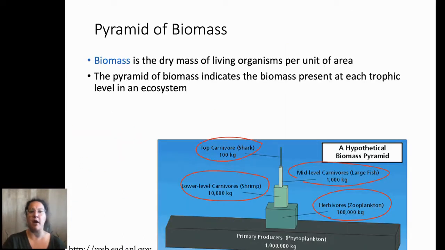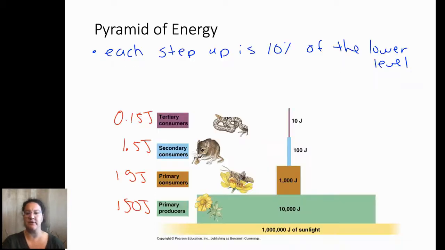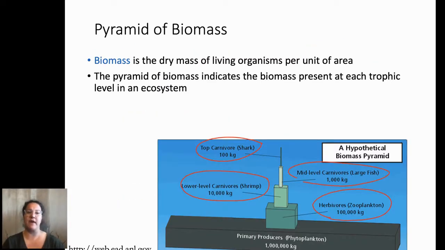A pyramid of biomass is the dry mass of living organisms per unit of area. So we don't want to consider the water weight in each area. A pyramid of biomass indicates the mass present at each trophic level of an ecosystem. So even when we look back to that old growth forest where there's one tree supporting many consumers, that one tree's mass is still more than the consumers that are using it for energy.